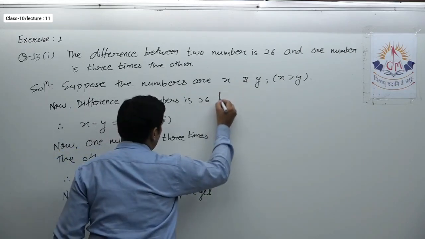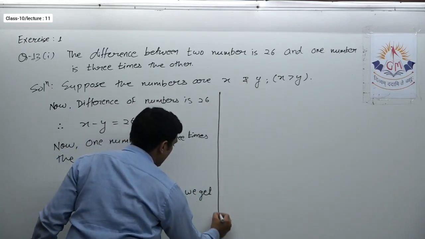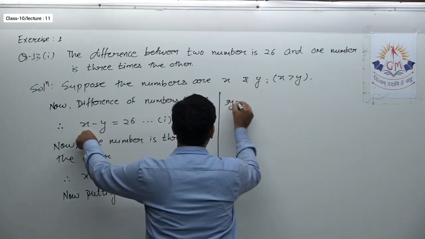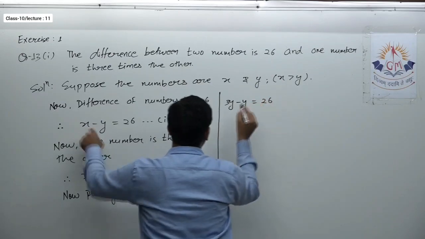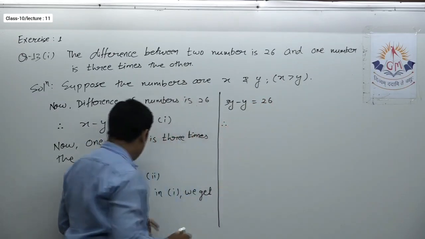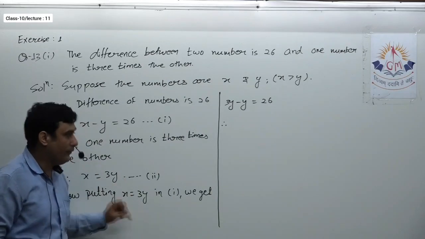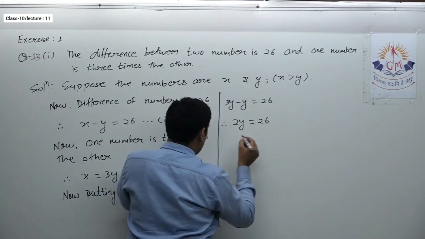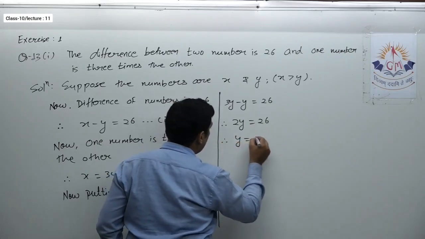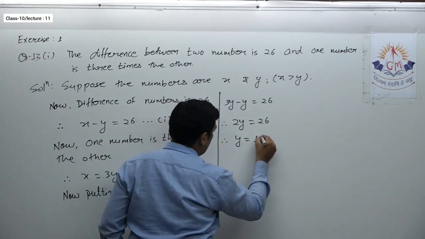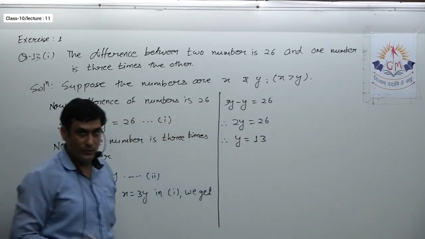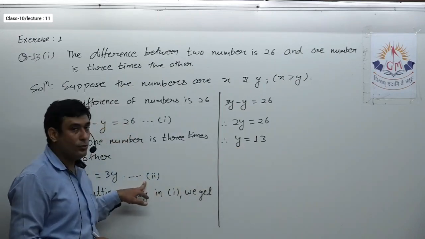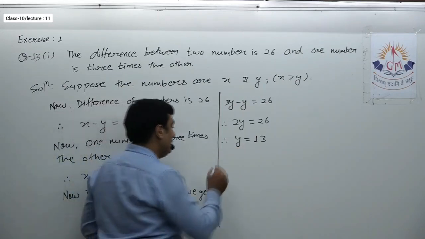Now when we put x equal to 3y in equation 1, what will we see? So x equal to 3y, so 3y minus y is equal to 26. Simply, what I did, in the place of x, I took 3y. So 3y minus y is 26. Therefore, y is equal to 13. So here I got my first number, y is equal to 13. Now when I put y equal to 13 in equation 2, I get the second number.